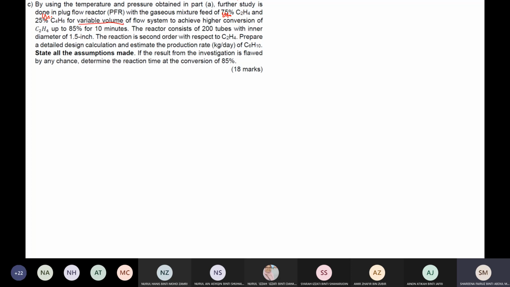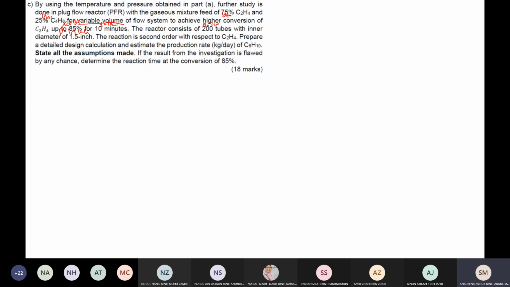Okay, for variable volume of flow system to achieve higher conversion of C2H4 up to 85% for 10 minutes. Okay, so dia sekarang ni target dia lah X adalah 0.85, untuk time 10 minit. Okay, reactor consists of 200 tube. Sebenarnya benda ni pun saya dah bagi dekat tutorial, cuma dia basic sikit lah. Ingat kan kita ada kira tube semua tu, remember? Alright, so reactor consists of 200 tubes with inner diameter of 1.5 inch. Okay, so dia dah bagi 200 dan diameter dia adalah 1.5 inch.